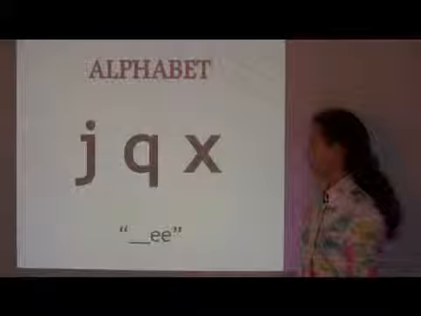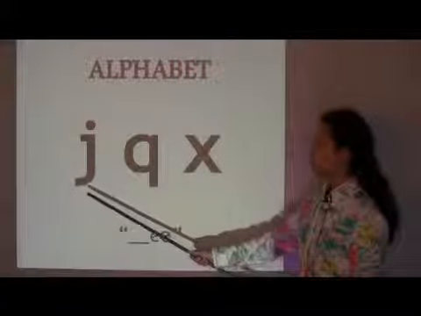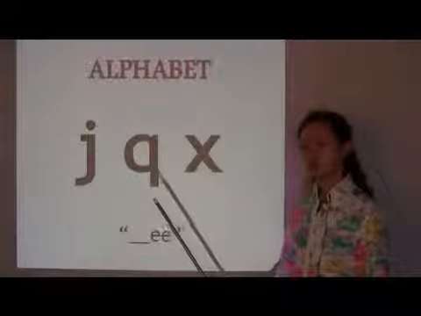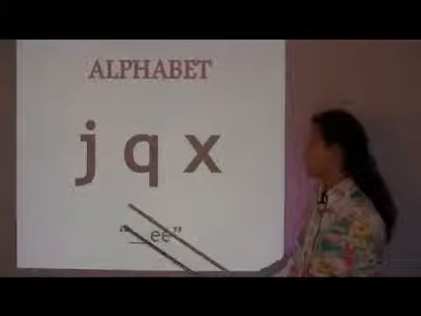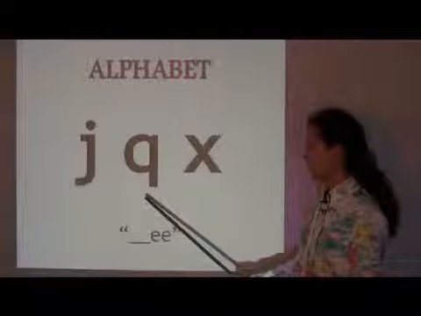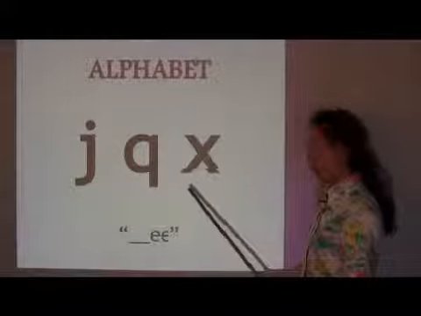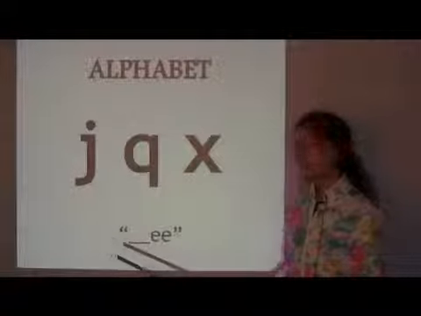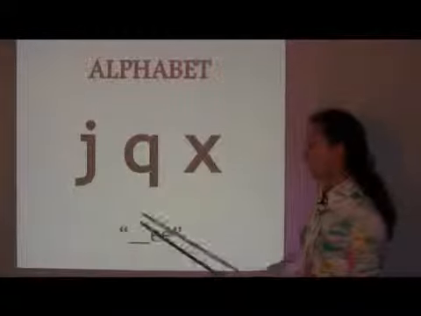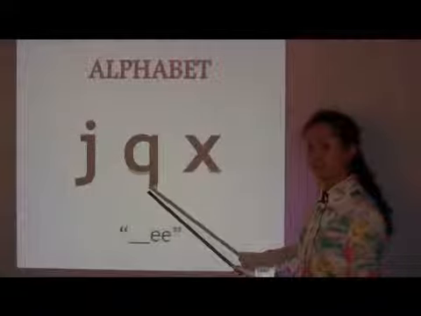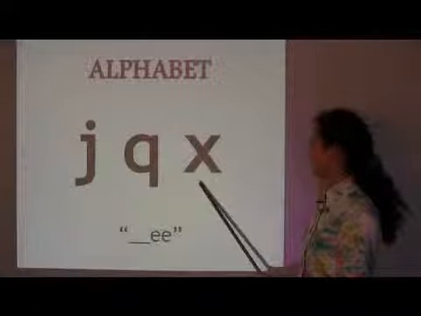And then we have J, Q, and X. These are going to sound really different from the English pronunciation. So we have Ji, Qi, Xi. The ending sounds are an E. You have to pull your mouth back and really make that sound. E. So you have Ji, Qi, Xi.